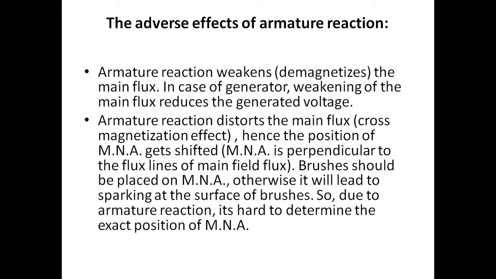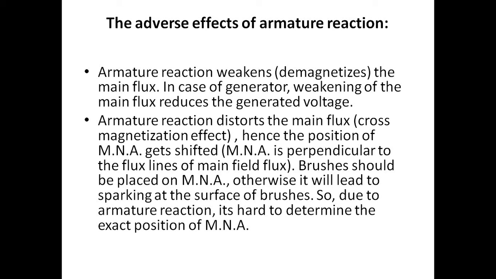The effects of armature reaction: armature reaction weakens, or demagnetizes, the main flux. In case of a DC generator, weakening of the main flux reduces the generated voltage. Armature reaction also distorts the main flux through a cross magnetization effect.